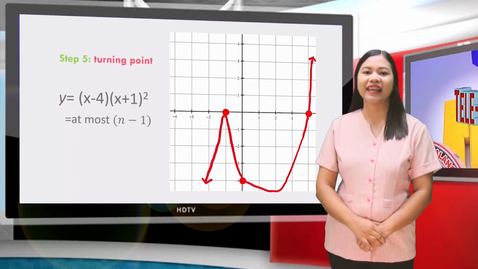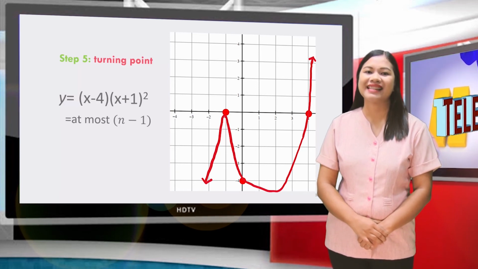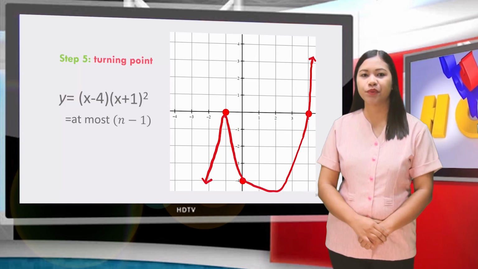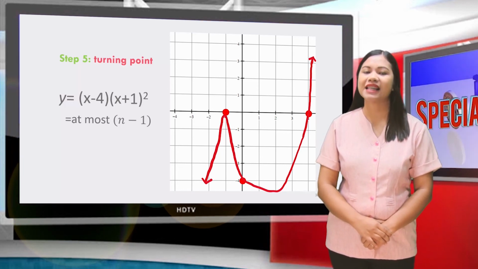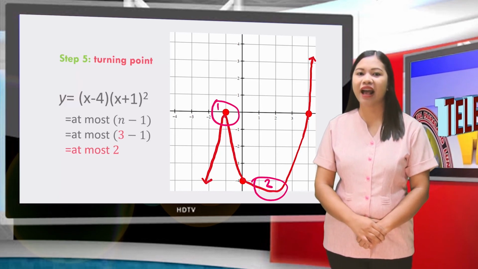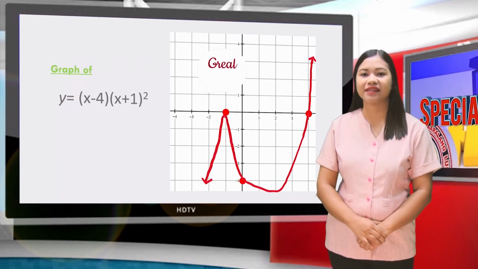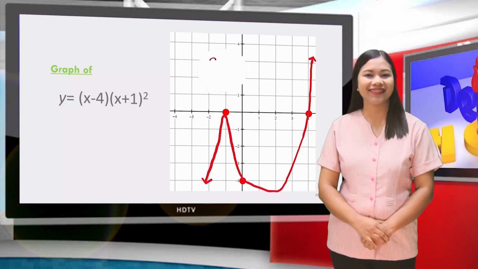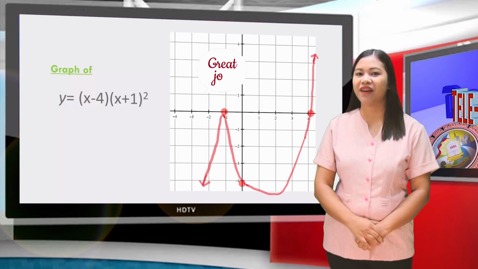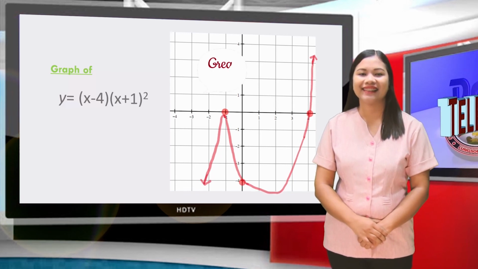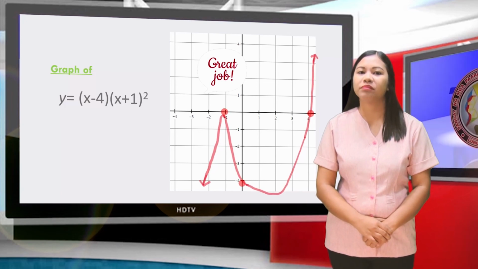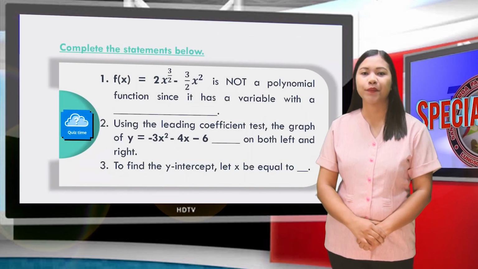Step 5 is checking its turning points. Since its degree is 3 and 3 minus 1 is 2, therefore it has at most 2 turning points. In our graph, it has 2 turning points. So we got it right. This is now the graph of the given polynomial function. Now let us see what you have learned from our lesson by completing the statements below.